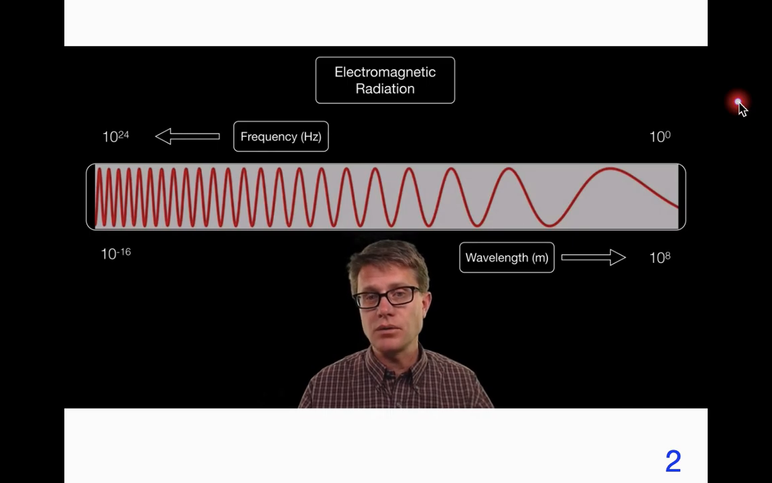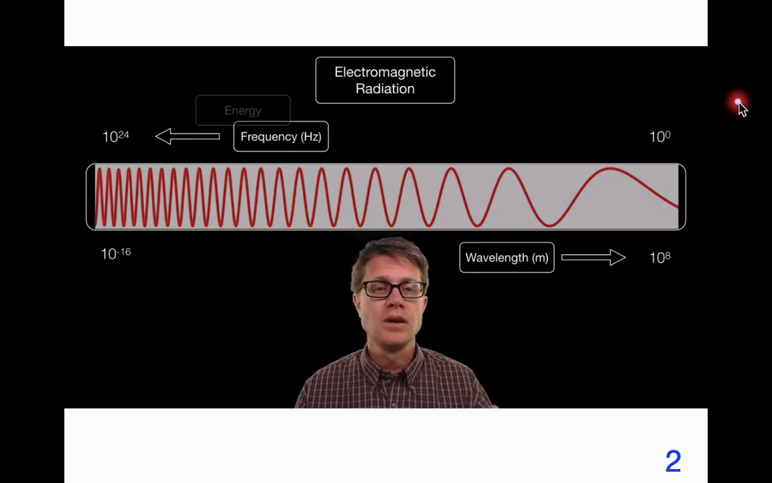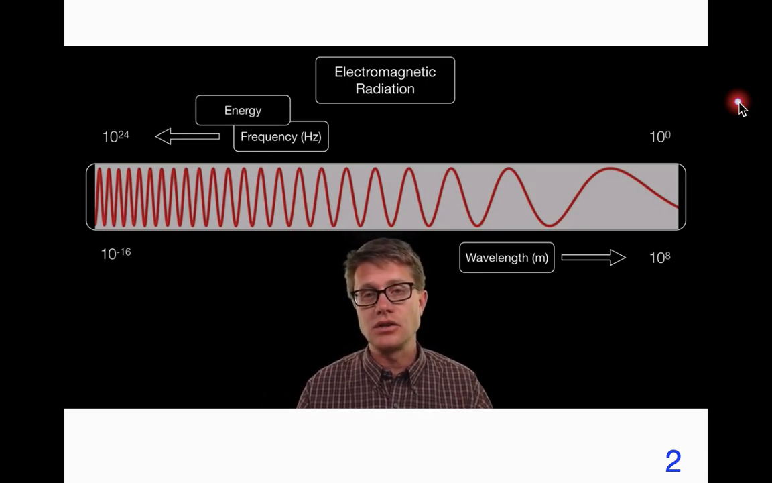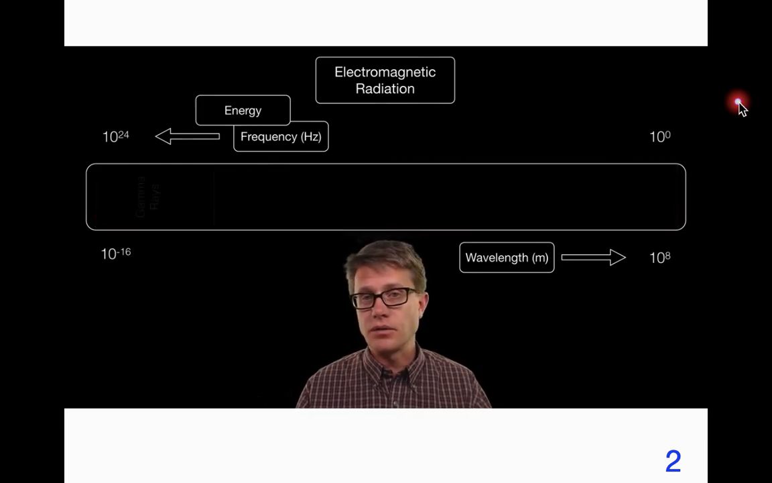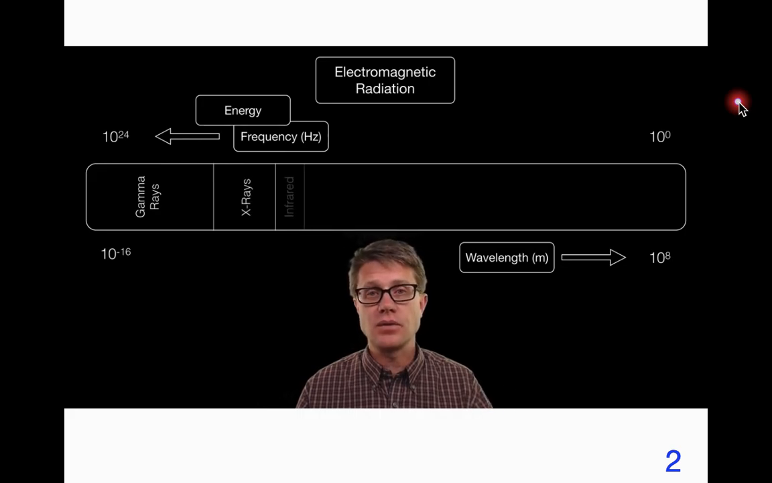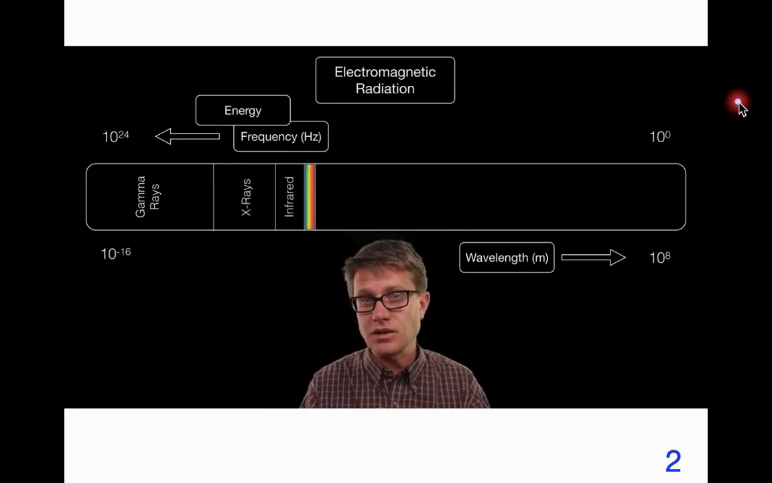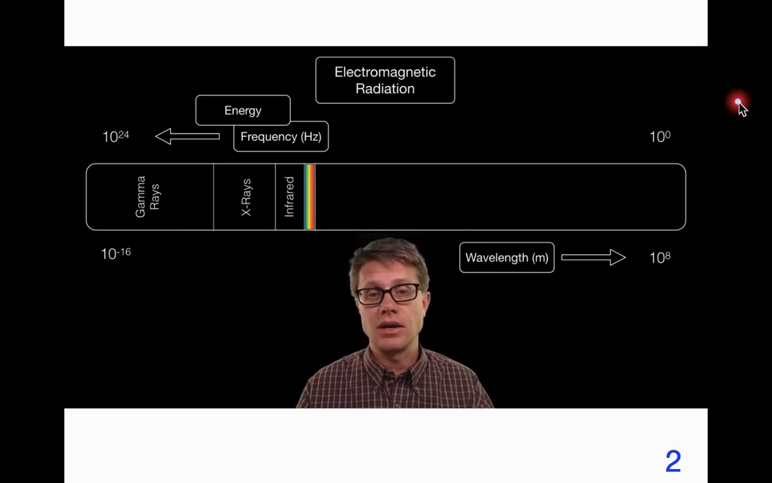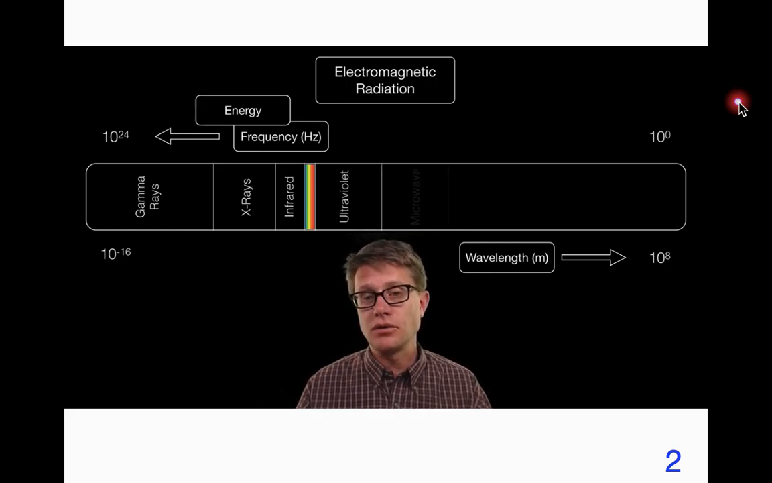As we increase frequency in electromagnetic radiation, we're also increasing the amount of energy that those waves have. And so if we start with really high energy, we would have gamma rays, then X-rays, then ultraviolet, and then visible light. So you can see that we're just seeing a small sliver of electromagnetic radiation. We then move into infrared, finally into microwaves and radio waves.